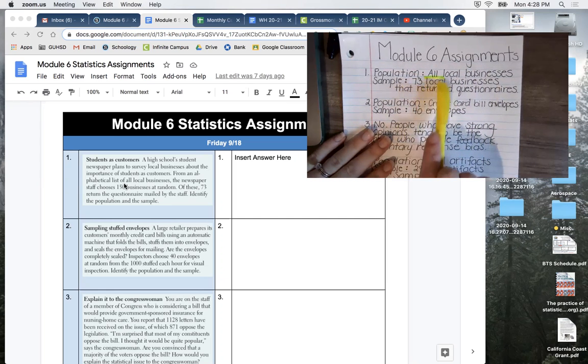The sample is the 73 that actually return the questionnaire. That's where your sample is going to come from. That's where your number, your statistic, will end up coming from.